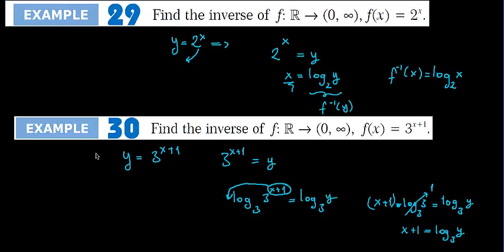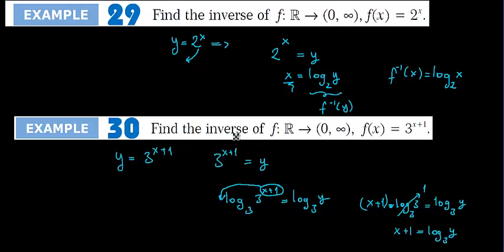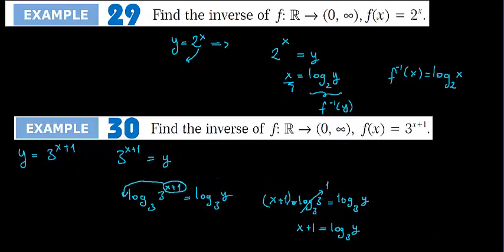So x plus 1 is equal to logarithm base 3 of y. If you send the 1 to the other side, x is equal to logarithm base 3 of y minus 1. So when the x is alone, the function that you found is going to be the inverse function. f inverse of x is equal to logarithm base 3 of x minus 1.